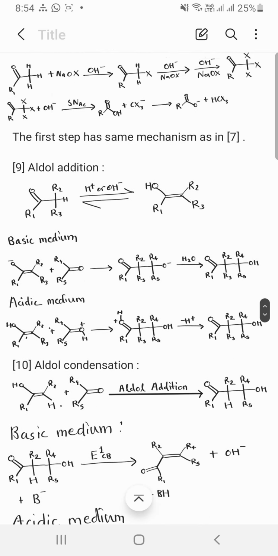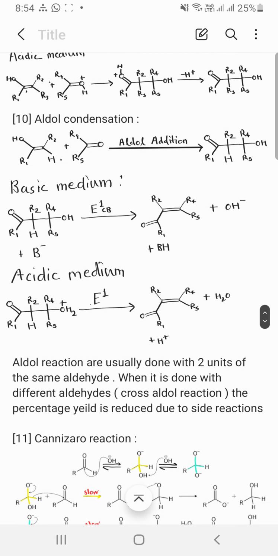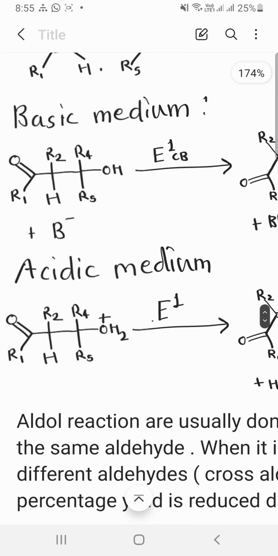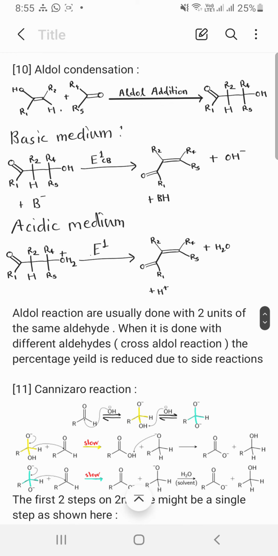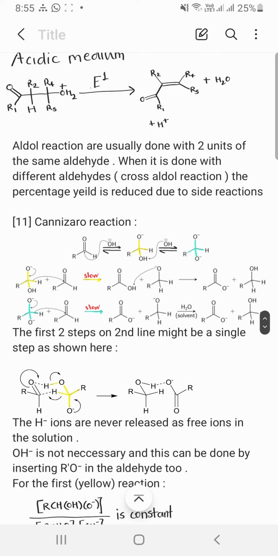So once you're done with aldol addition, you could do this thing. This will create a stable pi conjugation. That's good. And in acidic medium, you can also do this. So aldol reactions are usually done with 2 units of the same aldehyde. When it is done with different aldehydes, cross aldol reaction, the percentage is reduced due to side reactions. Okay, cool.